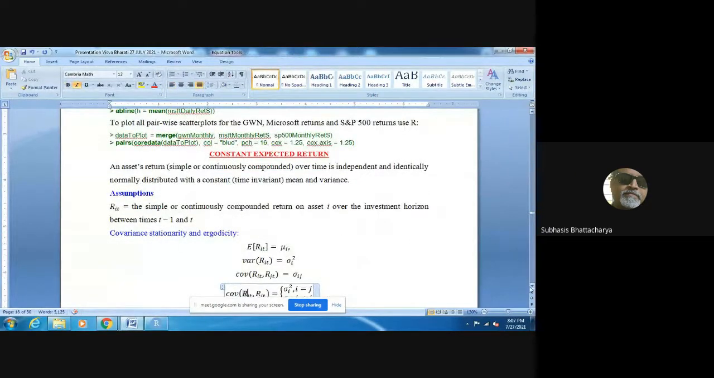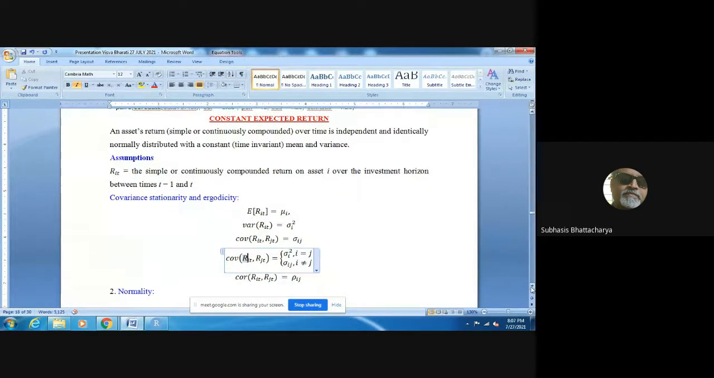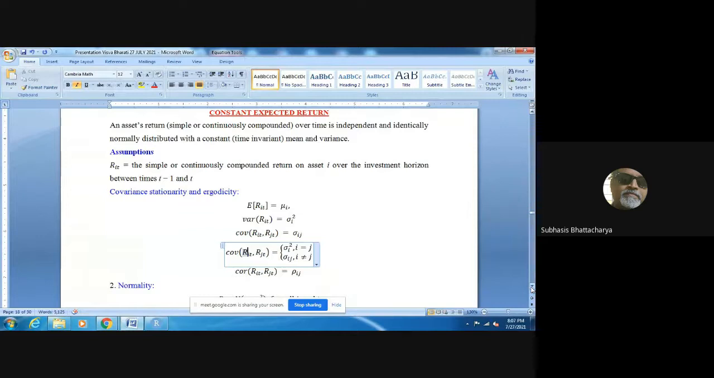What we are interested in, because it is a part of finance, is the constant expected return model. The first model of asset returns is known as the constant expected return model, and this model is motivated by the stylized facts of monthly asset returns. It has some assumptions. The assumption is that the return, whether calculated simply or continuously compounded, is independent over time and normally distributed with constant mean and variance. The model allows the returns on different assets to be correlated, but the correlations are constant over time. This is the beauty of it, and it is widely used in finance.